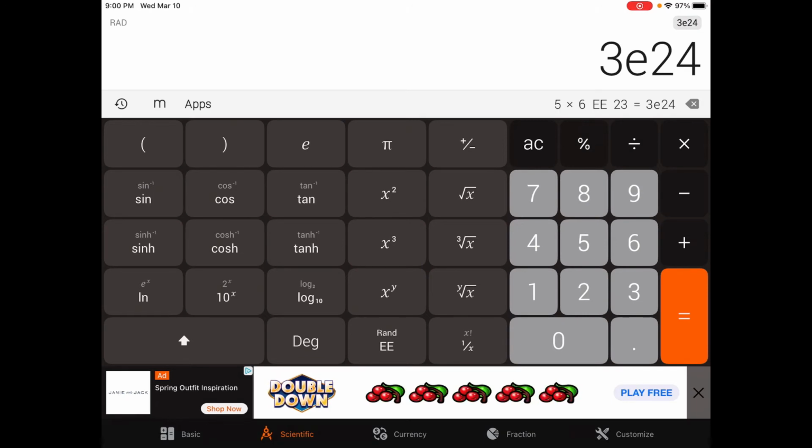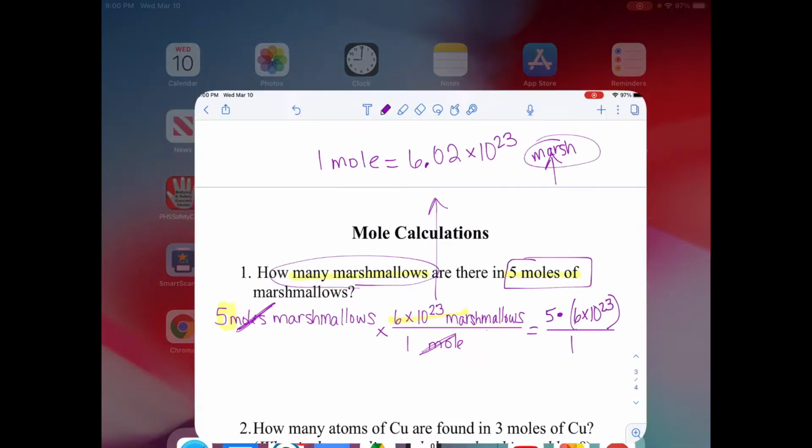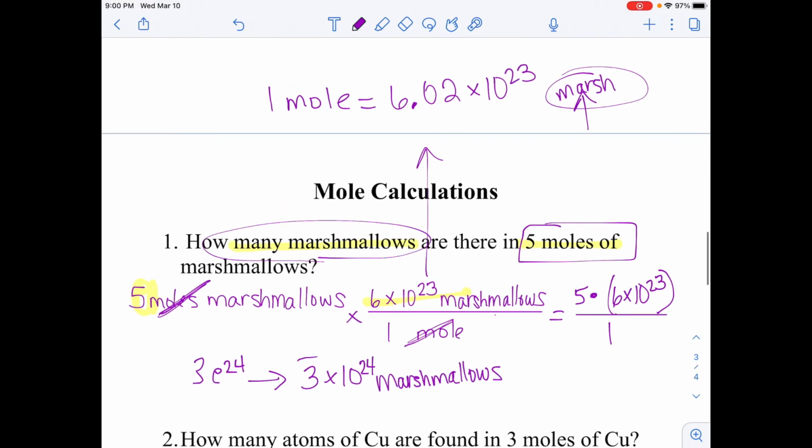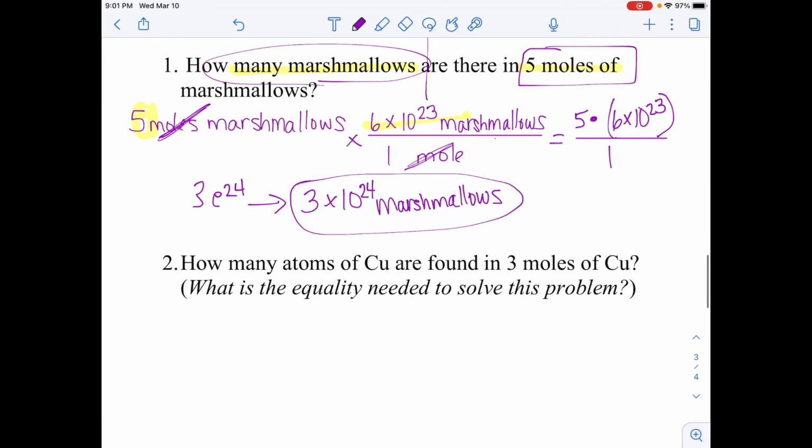And then when I hit equals, you'll see the number they give me is 3E24. 3E24. So write that down here so you can see it. Okay, you have to remember what that translates. That means 3 times 10 to the 24th power of marshmallows. Wow, I think that'd be enough marshmallows for our entire society to make enough s'mores with forever. Okay. All right, let's try the next sample problem.